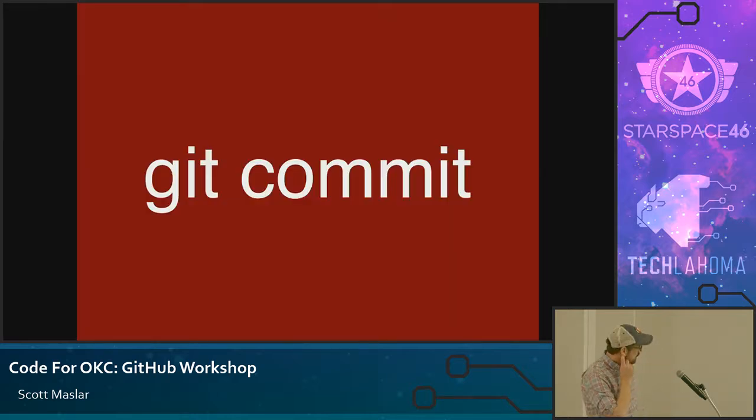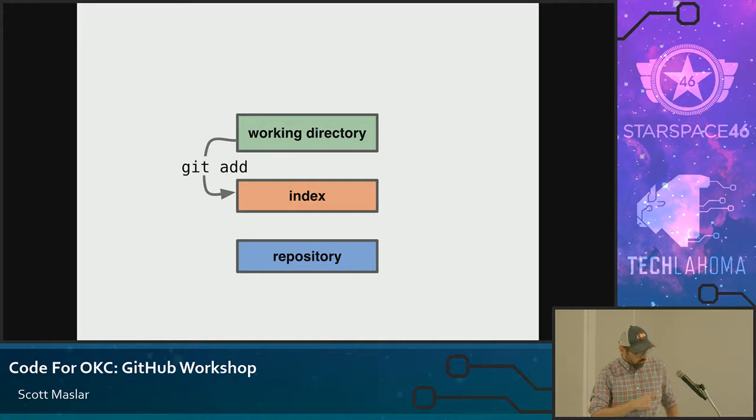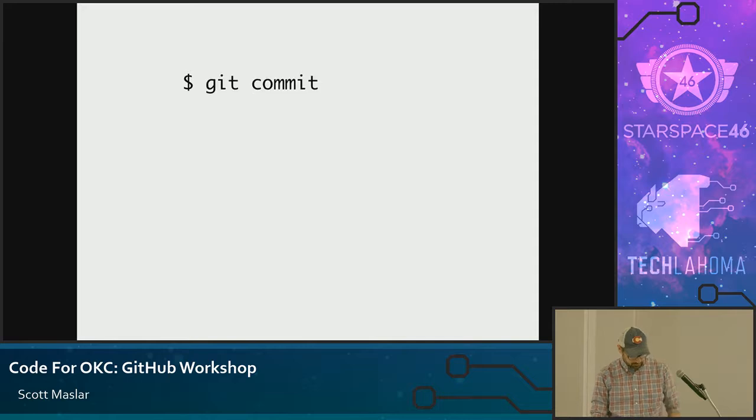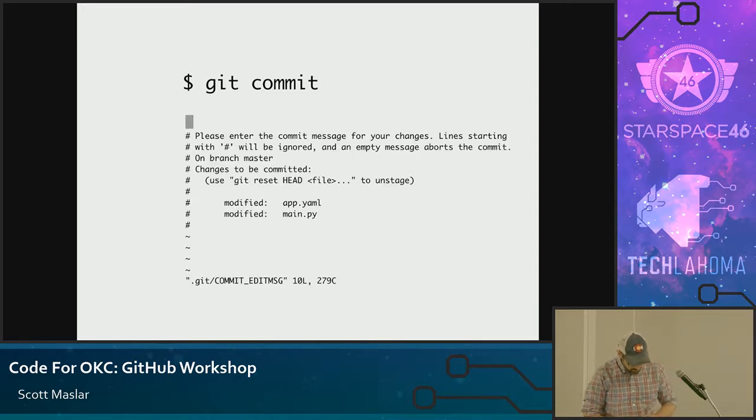So git commit, as I've referenced, is going to be the thing that we use to do that. Before, we had done git add, and we moved the stuff from the working directory to the index, and now we're going to do git commit, which moves it from the index into your repository. So it's just git commit. We run git commit, and it's going to open up a file. This is what it's going to look like pretty much anywhere.